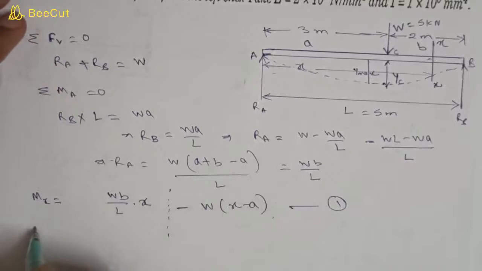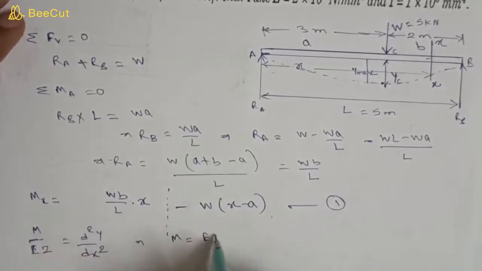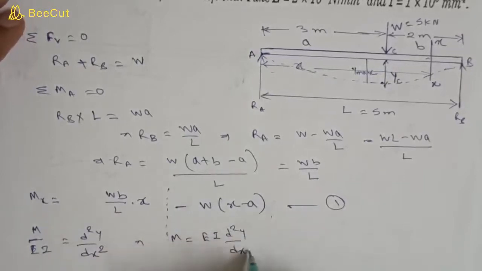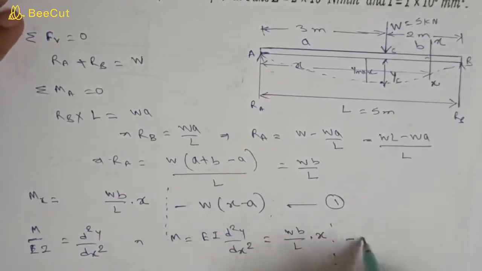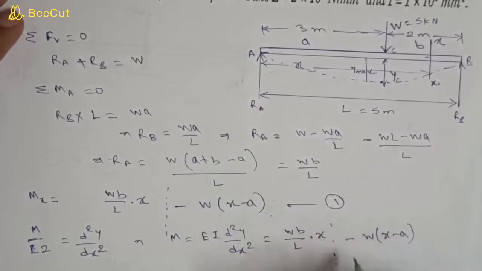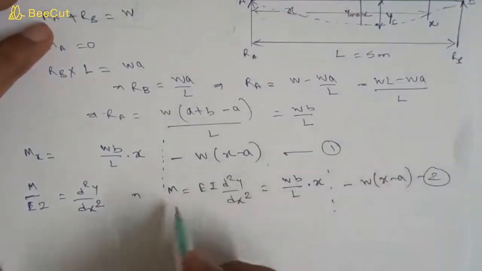Now we know that M upon EI is equal to d2y upon dx2. So we can write M is equal to EI d2y upon dx2 is equal to WB by L into X minus W into X minus A. So this is equation number 2. We will do the integration.